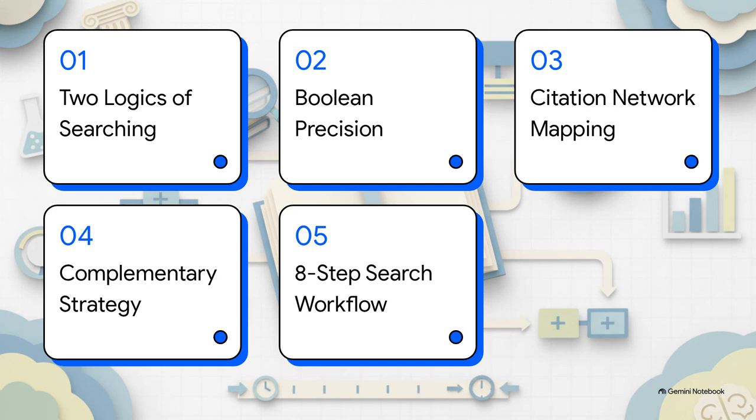To fix that, we've got a 5-part agenda today. We'll start with the 2 logics of searching, look at Boolean search precision, cover citation network mapping, discuss a complementary search strategy, and end with your 8-step search workflow.